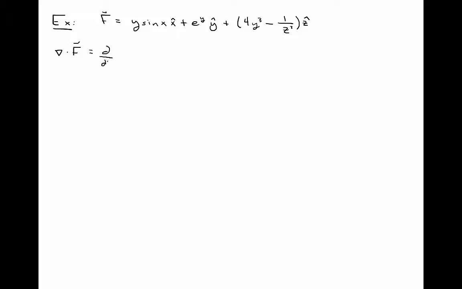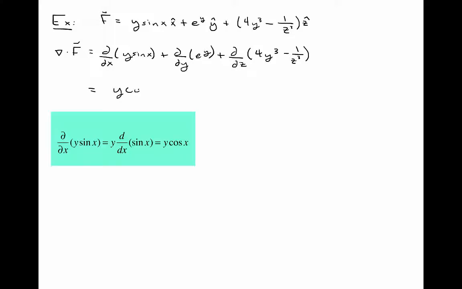So we'll need to take the derivative with respect to x of the x component, the derivative with respect to y of the y component, and the derivative with respect to z of the z component. All right, what do we get? So we're only taking the derivative with respect to x. That means y is a constant. It might as well be the number 4 for all we care. So that y is going to be left alone. The derivative of sine x is cosine x.